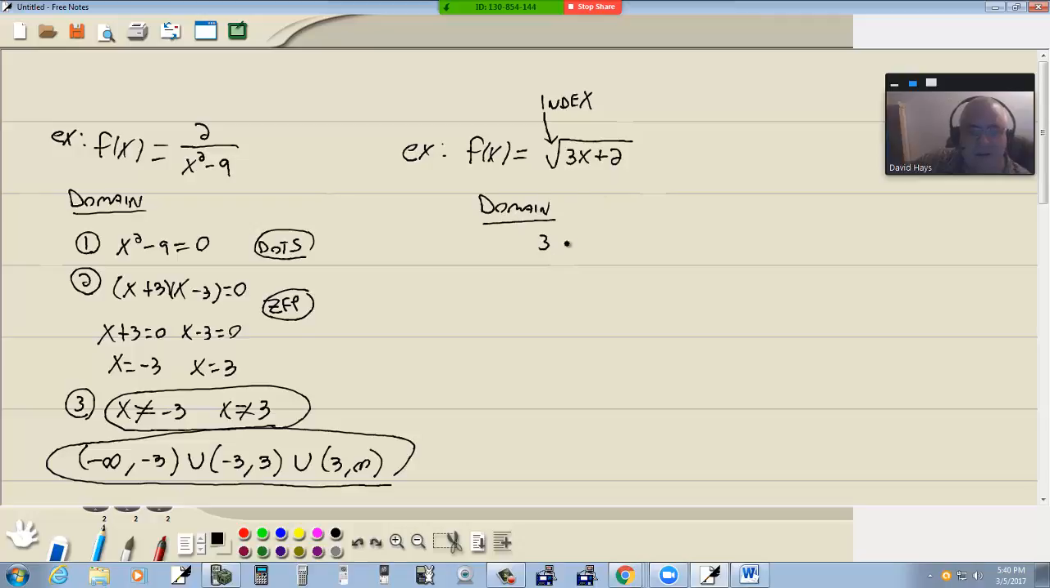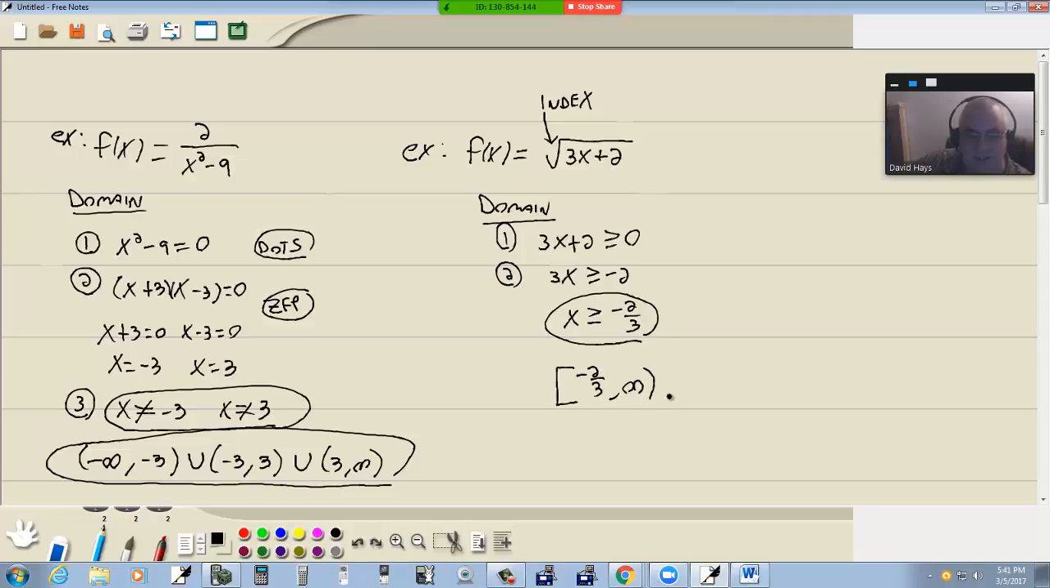you take what's underneath the radical, step 1, and set it greater than or equal to 0. And then step 2, you want to solve that. So you take the 2 over, it becomes a negative 2, divide both sides by 3, and you got x is greater than or equal to negative 2/3. Or if they wanted interval notation, I'd put a bracket because there's a line underneath. And I'd go from negative 2/3 to positive infinity since it's greater than.